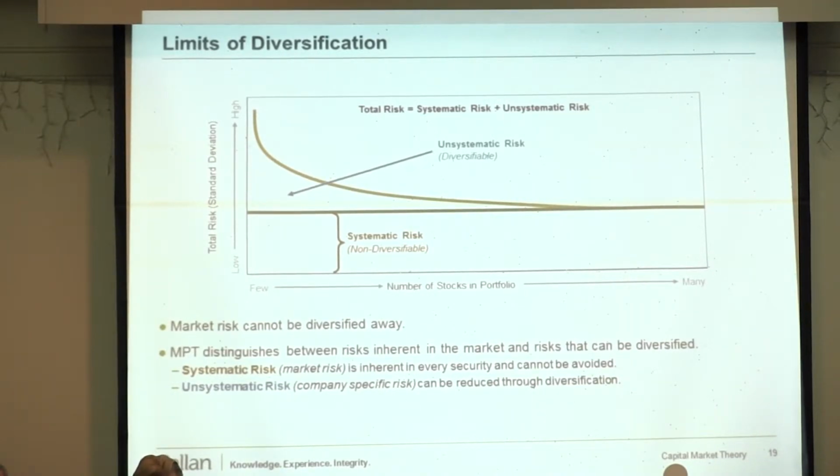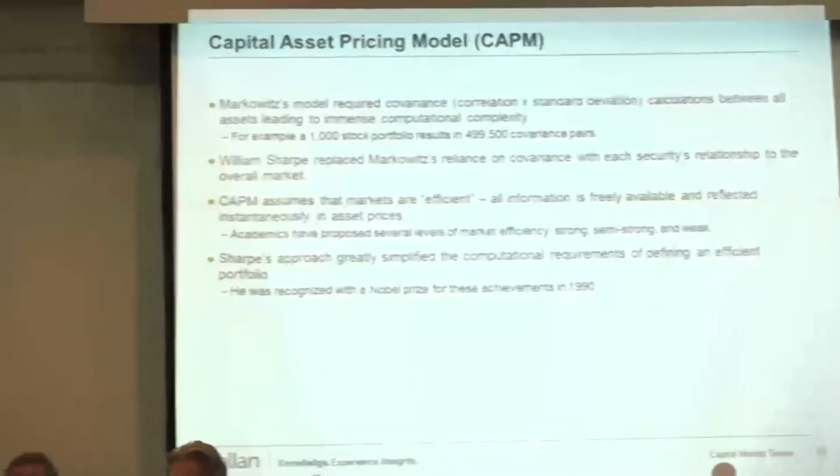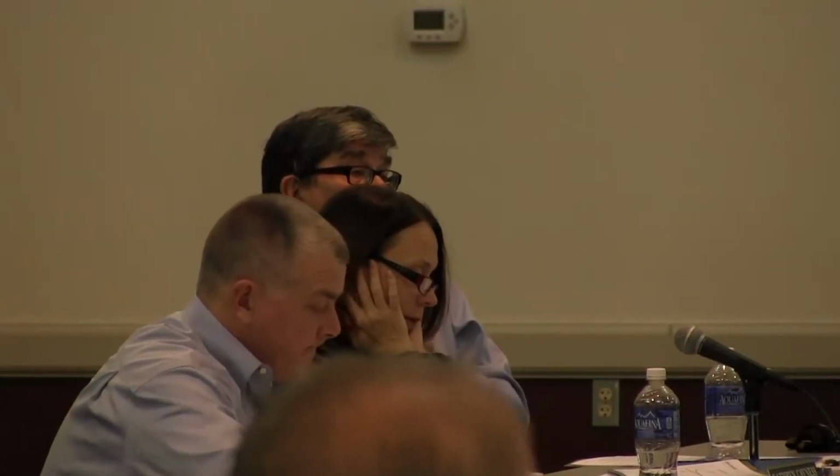Now, let's flip ahead to 20. And the problem with Markowitz's model, can I ask you a quick question? Yeah. Once you identify your efficient frontier and the sweet spot on your efficient frontier, and say you're not there, can you identify what piece you need to get to that sweet spot?